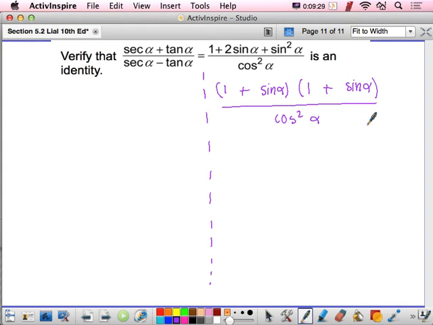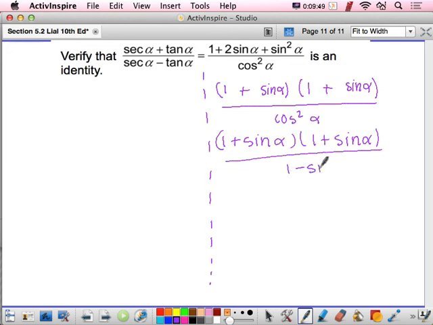Okay, so what you were saying is that we could take the cosine squared and substitute 1 minus sine squared, which seems like it's making it worse, but I think it actually might make it better. Let's try it. 1 plus sine of alpha times 1 plus sine of alpha all over, cosine squared is the same as 1 minus sine squared. So it's 1 minus sine alpha times 1 plus sine. Right. So that's your difference of two squares. So let's do that right now. We're going to factor the bottom now into the difference of two squares.